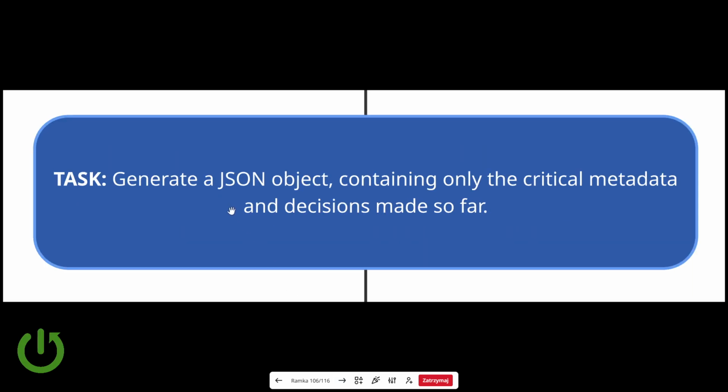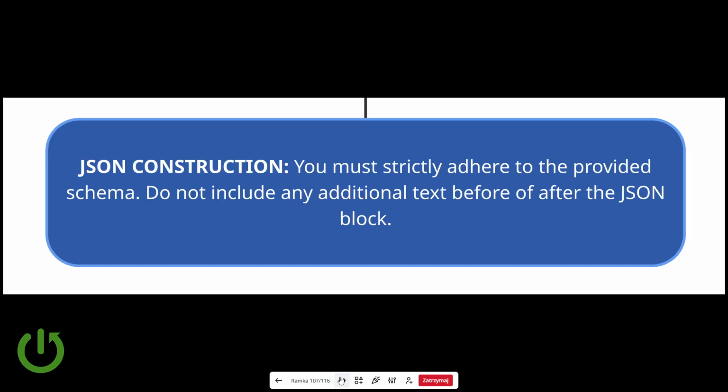The next one is the task, because we have to ask it to generate a JSON object containing only the critical metadata and decisions made so far. And the last one is JSON constraints, to make sure it will work well in the new chat. You must strictly adhere to the provided schema. Do not include any additional text before or after the JSON block. And now we will move to Google AI Studio and I will show you how to do it in practice.